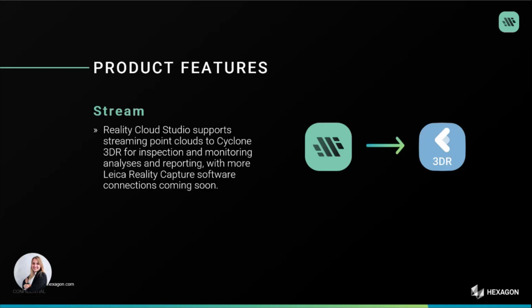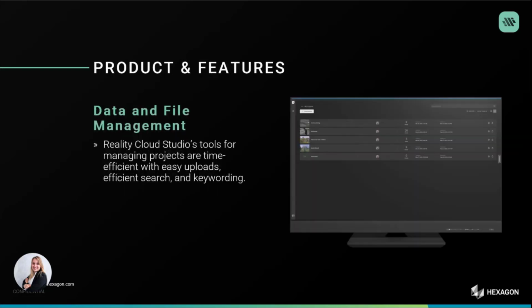Yeah, so for the meantime, it's an important point. This is just streaming of the point cloud. We are working on streaming of the meshing, but also this kind of bi-directional link. If you're working within 3DR and you're maybe doing some analysis and you've created a deviation report, how would we get that back up into Reality Cloud Studio? That's all being worked on, and then obviously we'll look at how we can bring that to market.